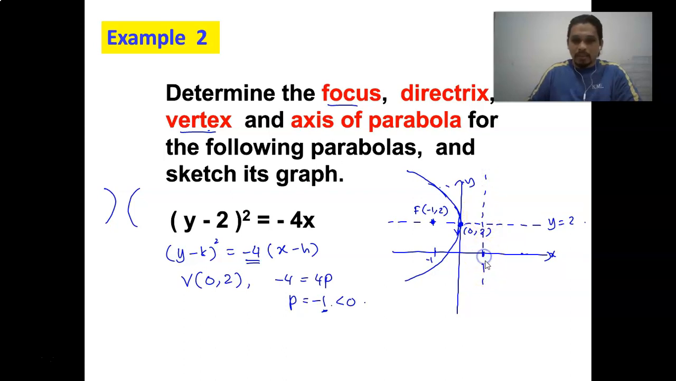And this is the line x equal to 1. So the directrix line here is x equal to 1, the vertex is (0, 2), the focus is (-1, 2), and the directrix line is x equal to 1.